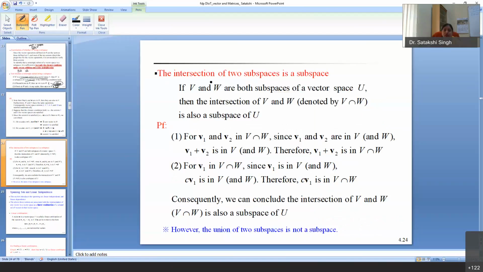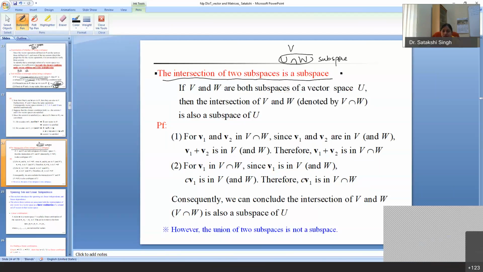You should just remember that if we take the intersection of two subspaces, then whatever we get, let us say we have a vector space V here, and its two subspaces are U and W. These two are the subspaces, and if we take the intersection, then this intersection is also a subspace of V. But in case we take the union of U and W, then that is not a subspace, as it is written in the end here. The union of two subspaces is not a subspace of a vector space.